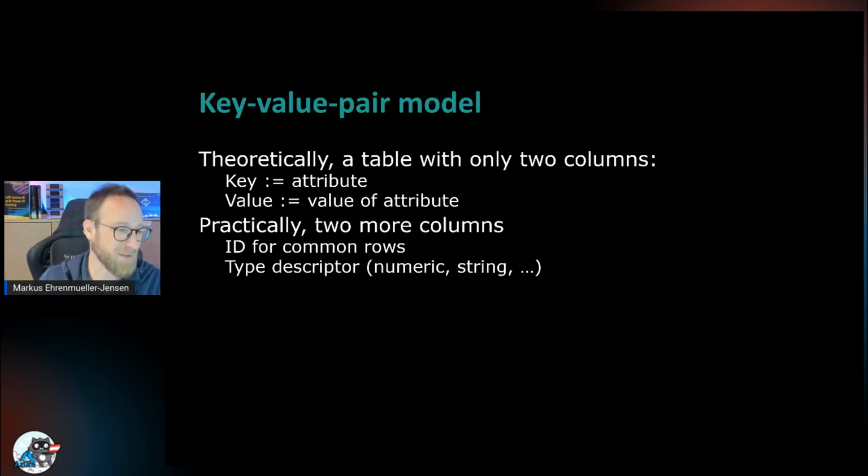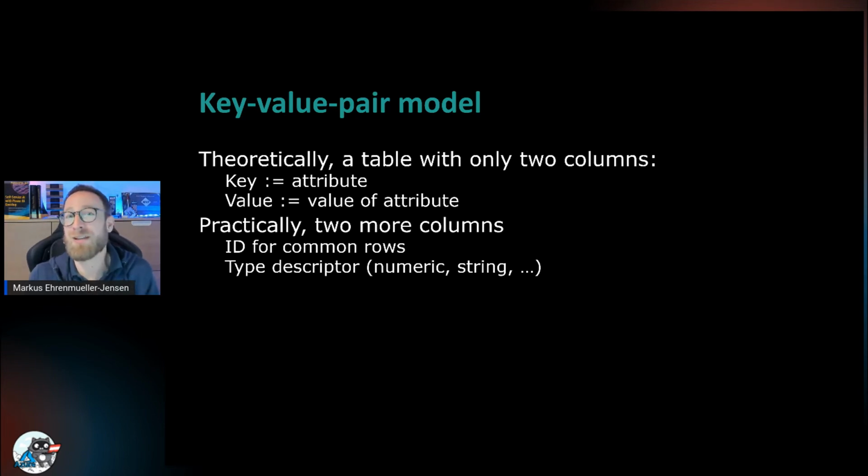Practically, it has 2 more columns. That means that I usually also have an ID column in there to combine those values, because the name is not just a name, but a name of a customer, a name of a person, or a name of a product. So there's also an ID column, and hopefully a type descriptor, because this helps us in making this more dynamic. Because if you look at the table, the value can be anything. This could be a text, a number, an integer, a decimal, a date, a true, false, whatever.